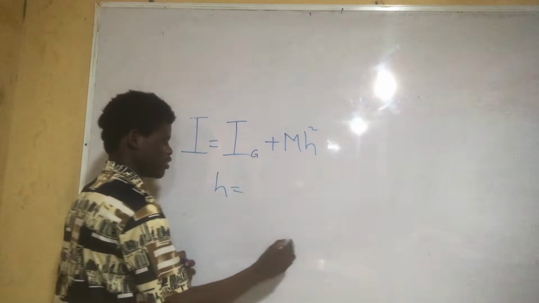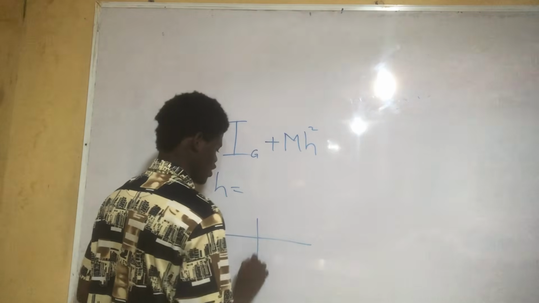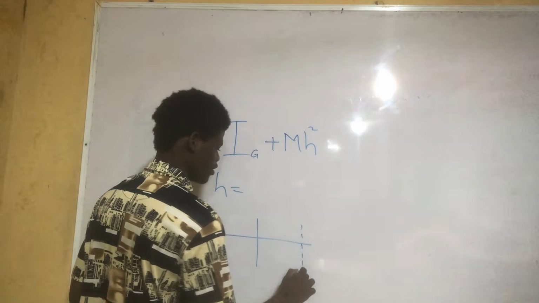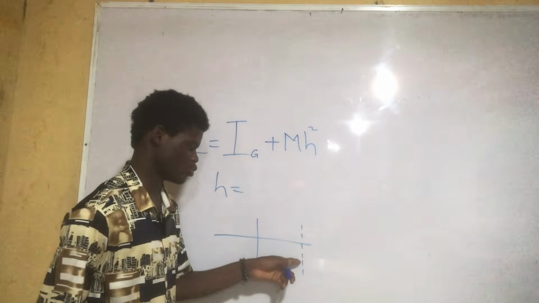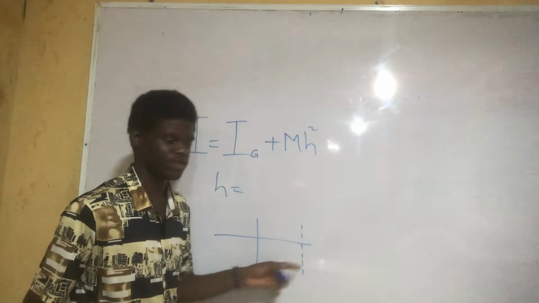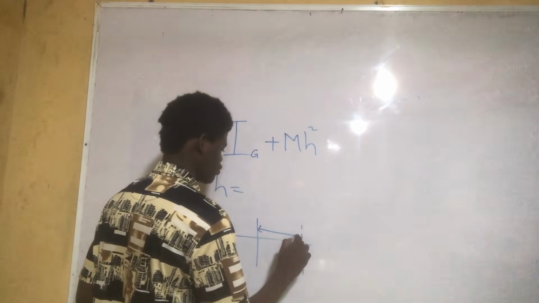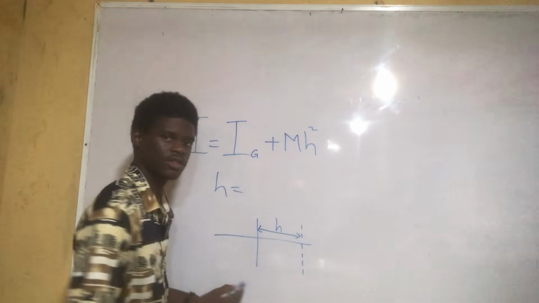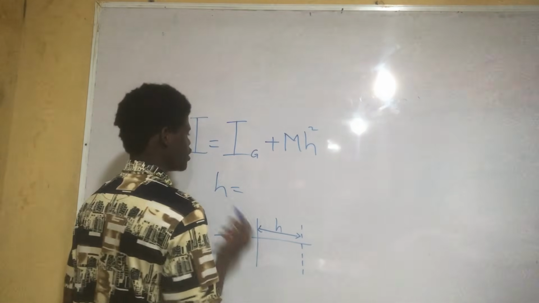So let's say we have a rod now. This is the central axis, and this is the point we are considering. So the distance from the central axis to the point we are considering is our h. So that's the meaning of h.